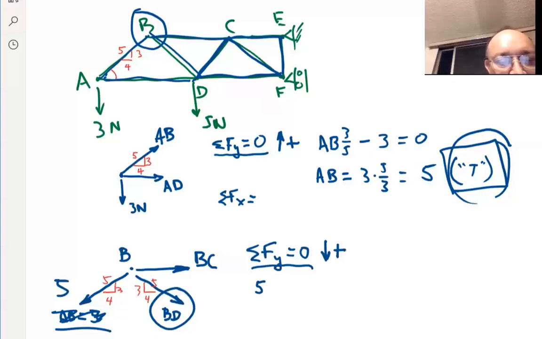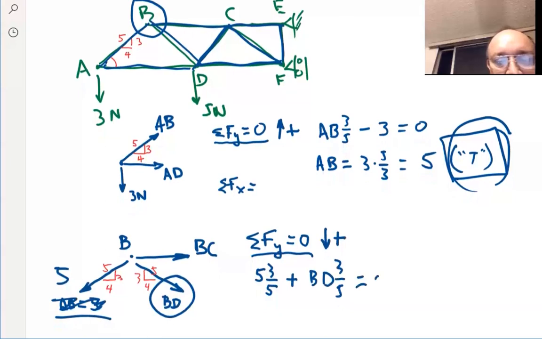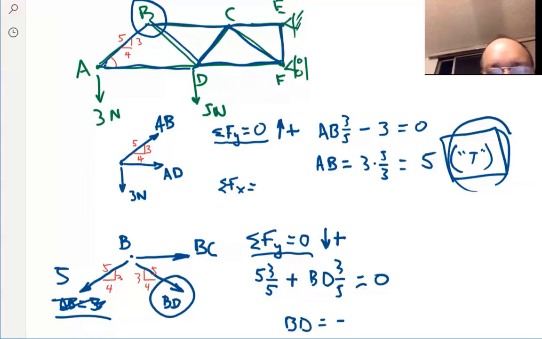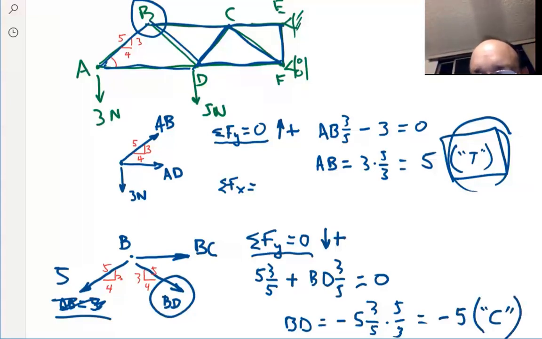So then we will have here 5 times 3/5 plus BD times 3/5, right? Equals 0. So then we solve here BD equals, this goes minus, right? Minus 5, 3/5 multiplied by 5/3, right? Agree? Yeah. So this will be equal to -5. Okay, negative, compression. Automatically, when you see a negative, you put compression. All right?